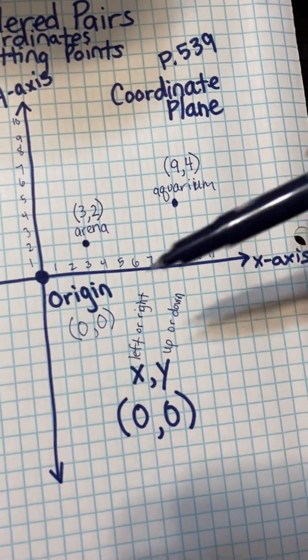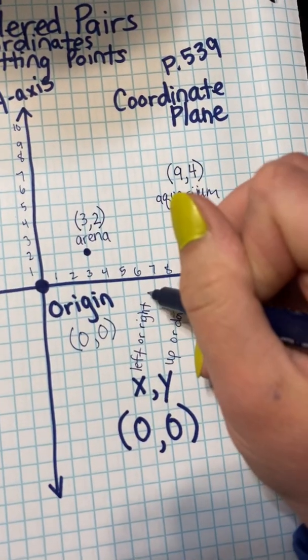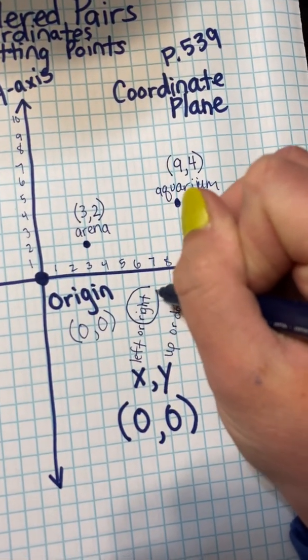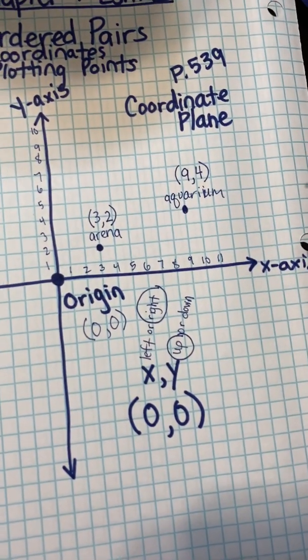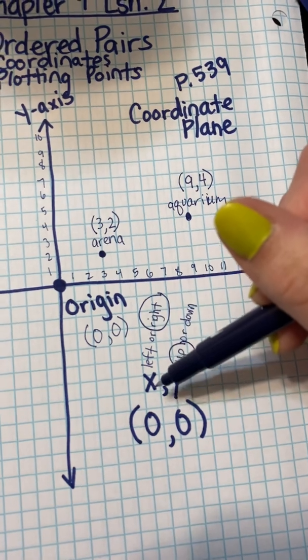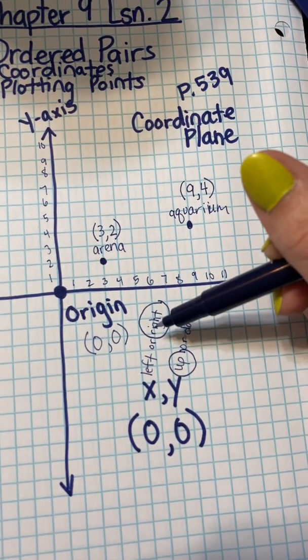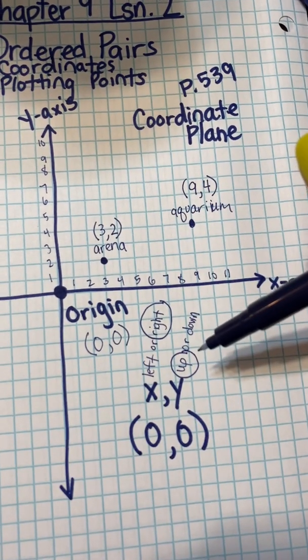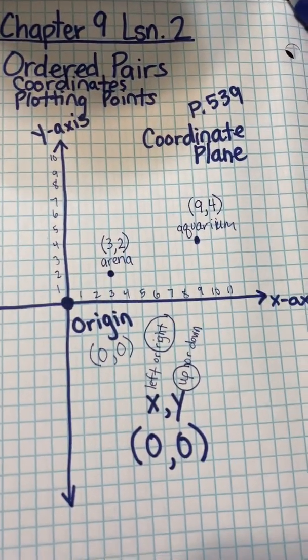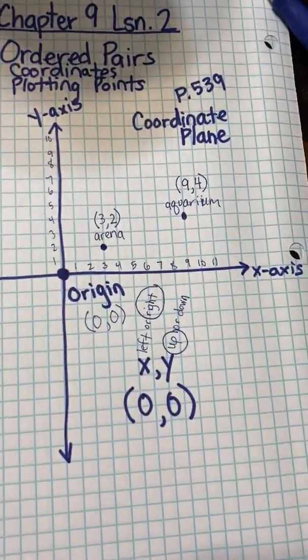Okay, so you always go left or right first. Now, if you think about it, we're focusing only on going to the right, and we're only focusing on going up. So the first number, the x, is always moving right. How many do you move right? And then the second number is always how many do you move up? So that's all we're going to focus on today and practice. And so that's all you need to think about.